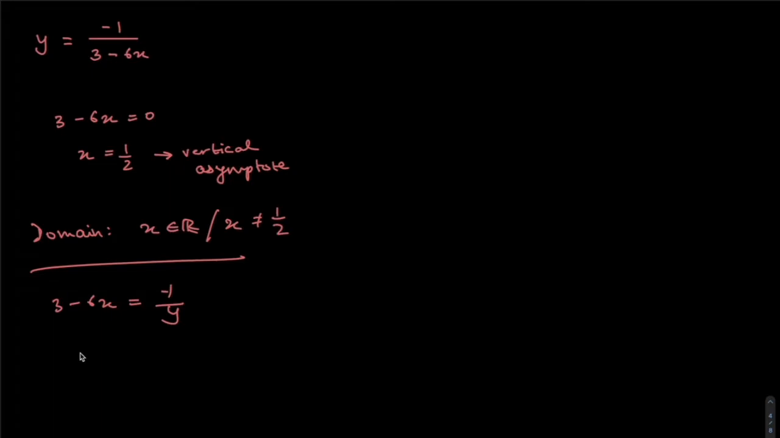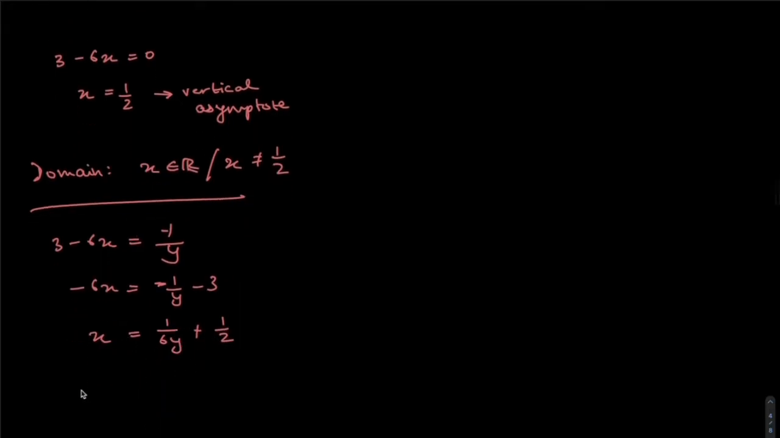Add 3 to both sides. So what I'm going to get is minus 6x is equal to minus 1 upon y minus 3. Divide by negative 6 on both sides. I'm going to get x is equal to minus 1 upon 6y plus 1 upon 2, right? 1 by half, right?